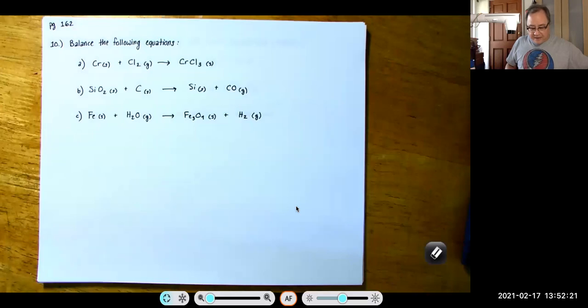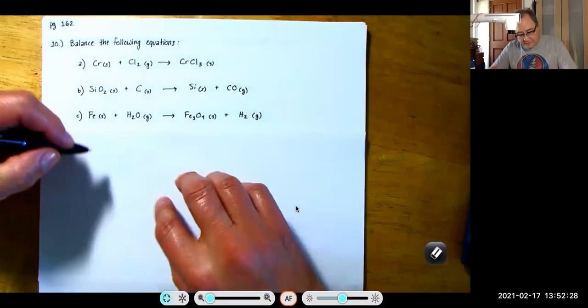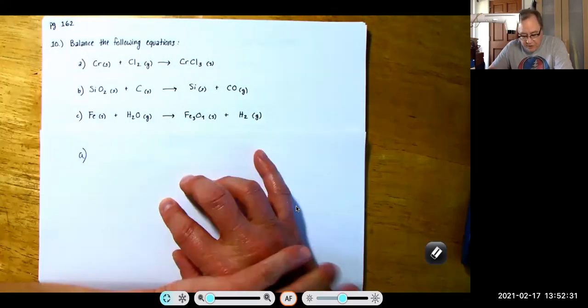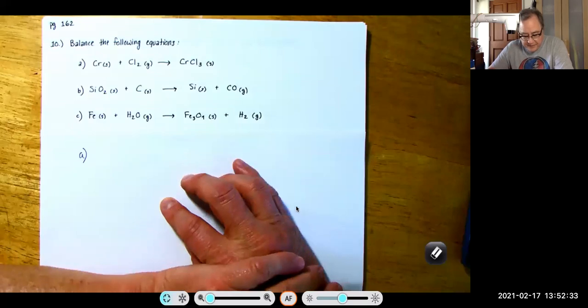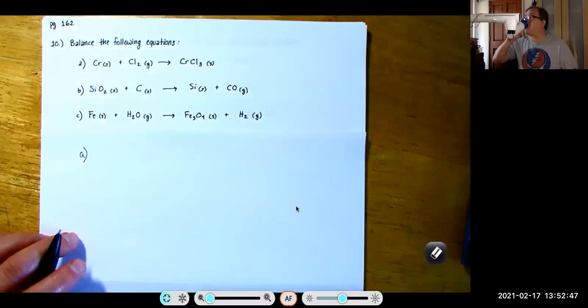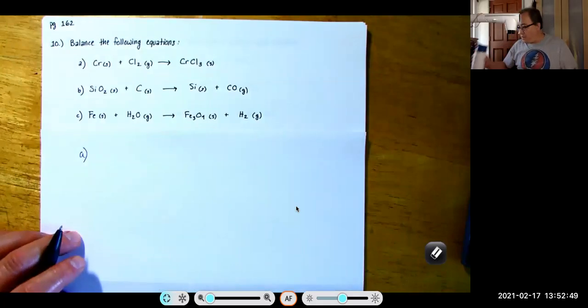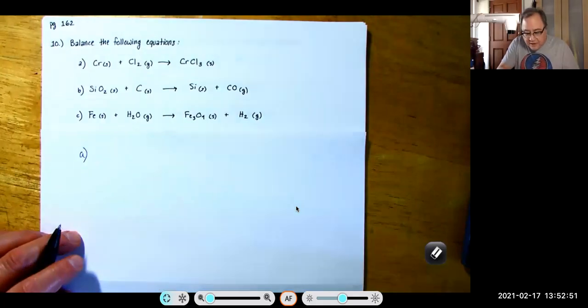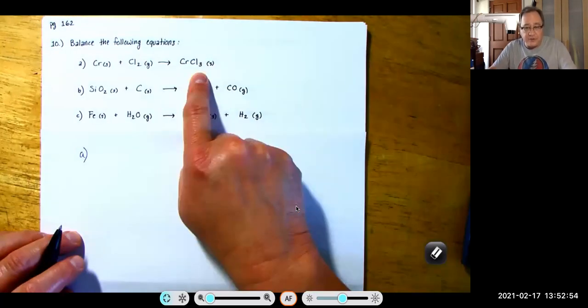So let's look at balancing these following reactions. So for A, what do you want to do first? Well, the CRs are balanced, so look at the CLs. That's correct. Now we have 2 here and 3 here. What are you going to do about that?